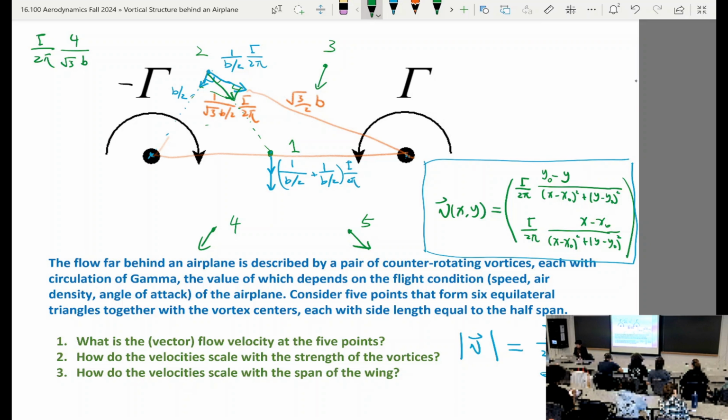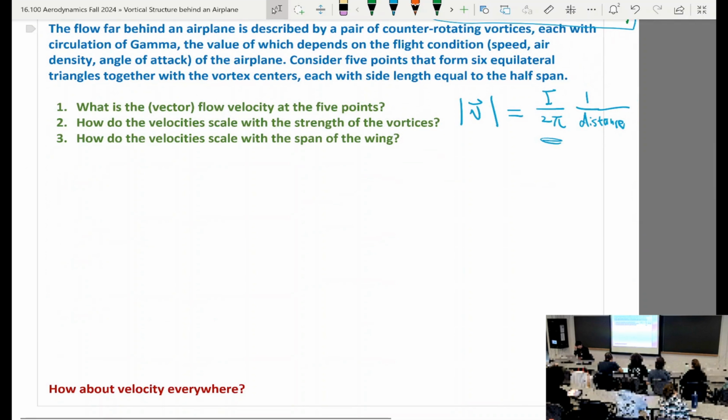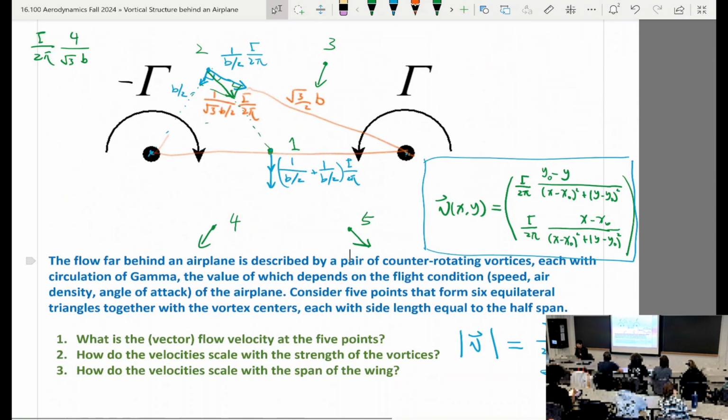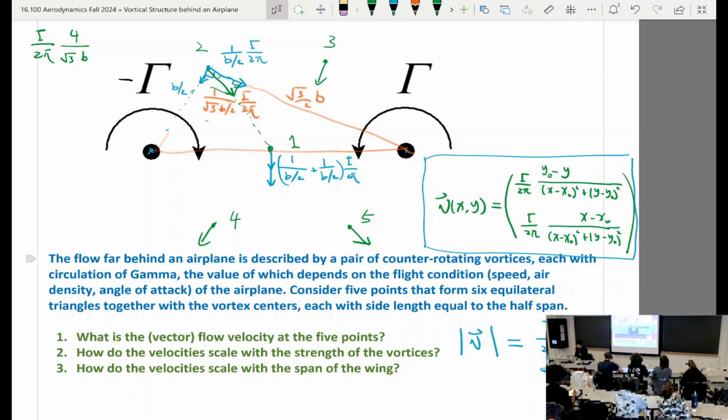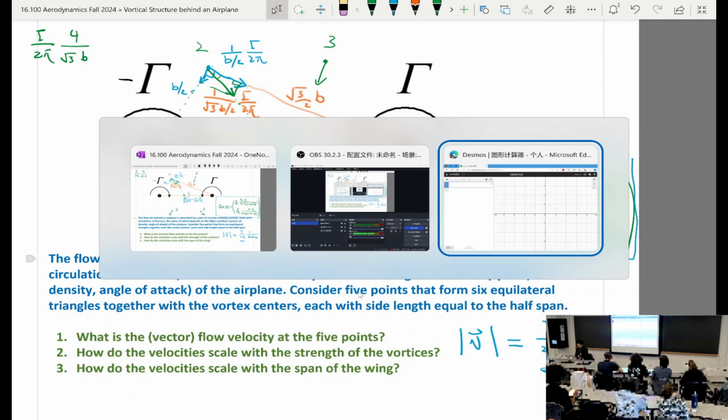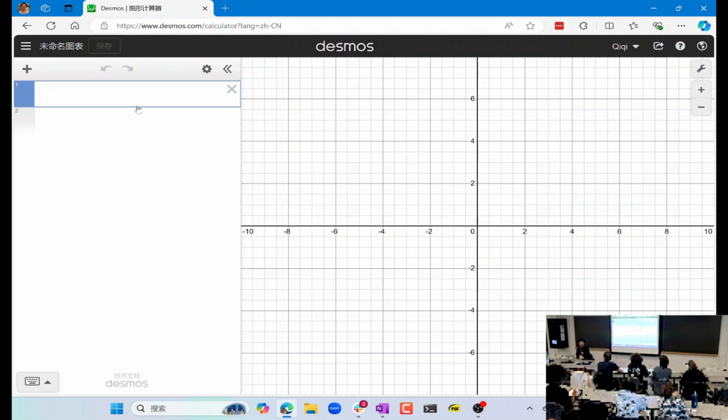Okay, so this is basically what we did in last class, and one of the questions is, how about the velocity everywhere? This is just the velocity on 5 points, right? Okay, for velocity everywhere, well, one thing we can do is to use computers. So how many of you use decimals? Everybody, okay, great. So for example, here we can just code it up, right?